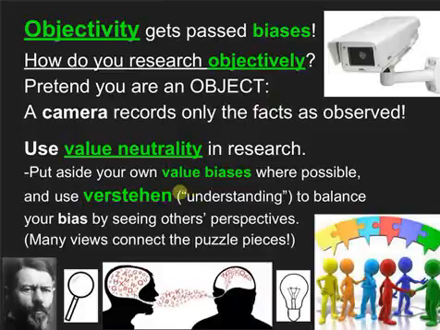Weber said we needed to practice value neutrality by putting aside our own values of what's right and wrong, important or not. Since it's difficult to avoid seeing through our own cultural lens, however, we should balance our view using verstehen to understand others' actions from their own perspective. By understanding many different points of view, we can put the puzzle pieces together to form a more objective view.